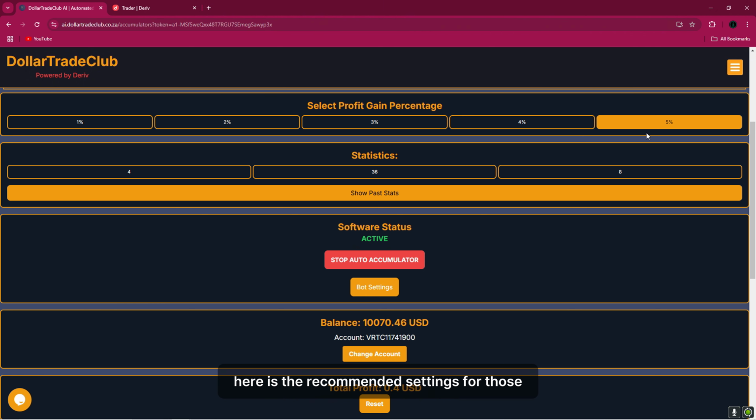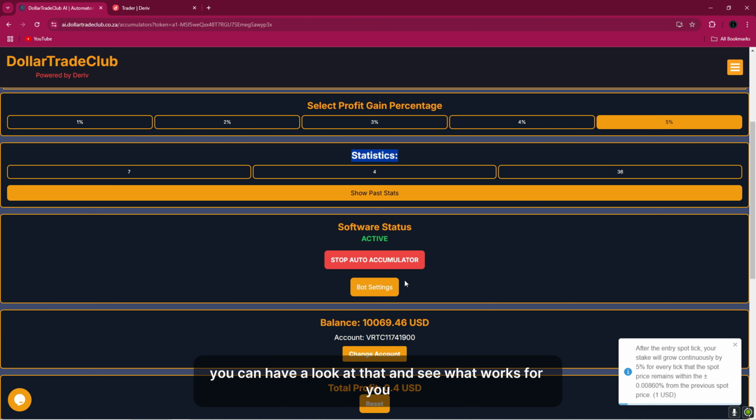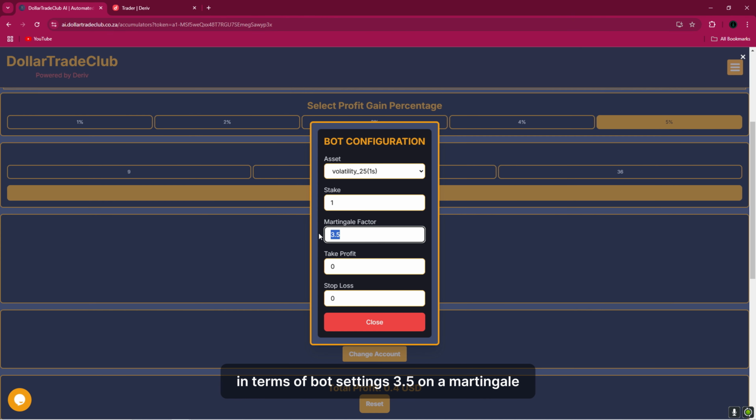So that is why here's the recommended settings for those of you that have been asking. 5%, select on profit. Stats, you can have a look at that and see what works for you in terms of bot settings. 3.5 on a martingale and the bare minimum on smaller accounts. Anywhere after $100, you can look at about $2 stake, or you can look at about even 0.5 on way smaller account.